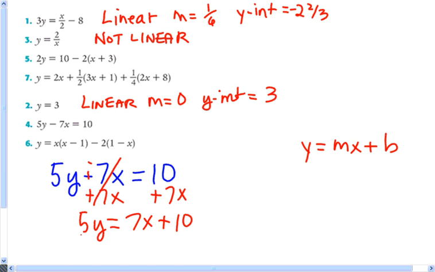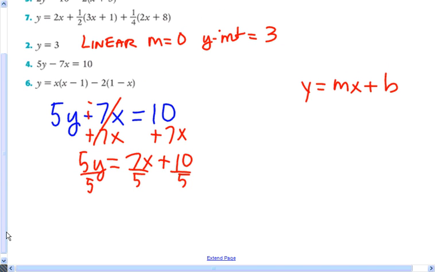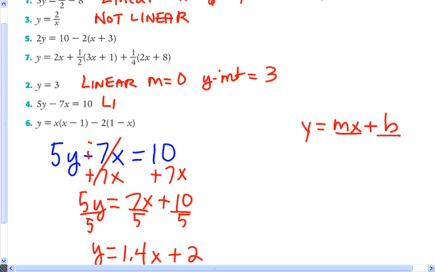Now I need to divide both sides by 5. Which means on this side I need to divide the 7x by 5 and the 10 by 5. And when I do that, 5 divided by 5 is 1y. 7 divided by 5 is 1.4x. And 10 divided by 5 is 2. And that definitely fits this form, y equals mx plus b. So I'm going to say that that is linear. And we know that the slope is 1.4 and the y-intercept is 2.